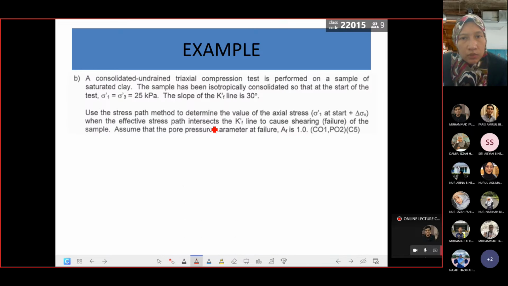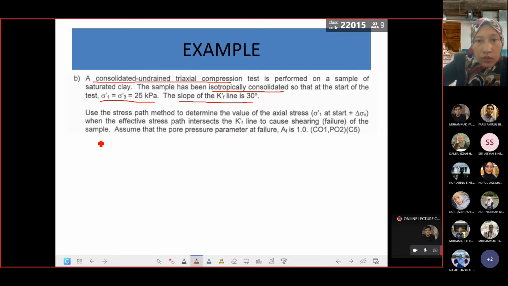Okay, this one is another example from the final exams. A consolidated undrained triaxial compression test. So bila dia ada maklumat undrained triaxial compression test, automatically dia melibatkan pore water pressure. On a sample of saturated clay, the sample has been isotropically consolidated so that at the start of the test sigma 1 effective, sigma 3 effective sama dengan 25 kPa. The slope of the KF line is 30 degrees. Use the stress path method to determine the value of excess stress when the effective stress path intersects the KF line to cause shearing failure of the sample. Assume the pore pressure parameter at failure is 1.